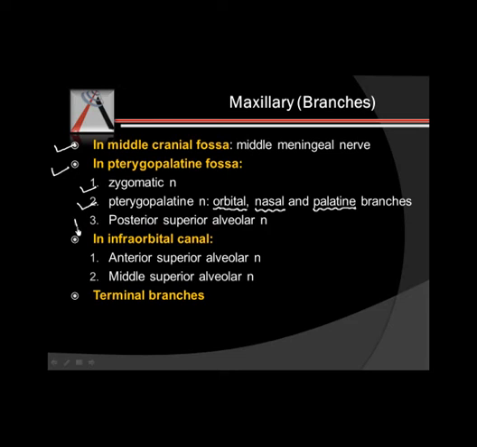And it also gives the posterior superior alveolar nerve here. This PSA passes on the back surface of the maxilla to enter the maxillary bone and supplies the teeth. The maxillary nerve continues in the infraorbital canal as the infraorbital nerve, where it gives the anterior superior alveolar nerve and the middle superior alveolar nerve. Then it emerges through the infraorbital foramen to give the terminal branches, which are the cutaneous branches.